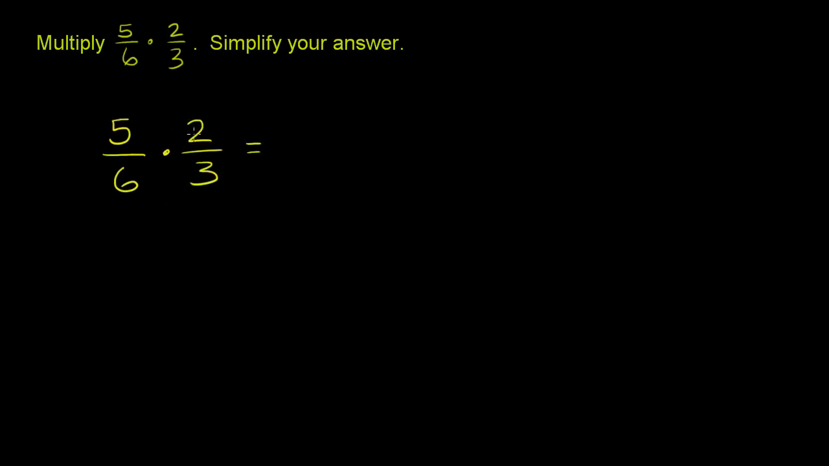The numerator of the product is just the product of the two numerators, or your new top number is the product of the other two top numbers. So the numerator in our product is just 5 times 2. So it's equal to 5 times 2 over 6 times 3, which is equal to 5 times 2 is 10, and 6 times 3 is 18. So it's equal to 10/18.